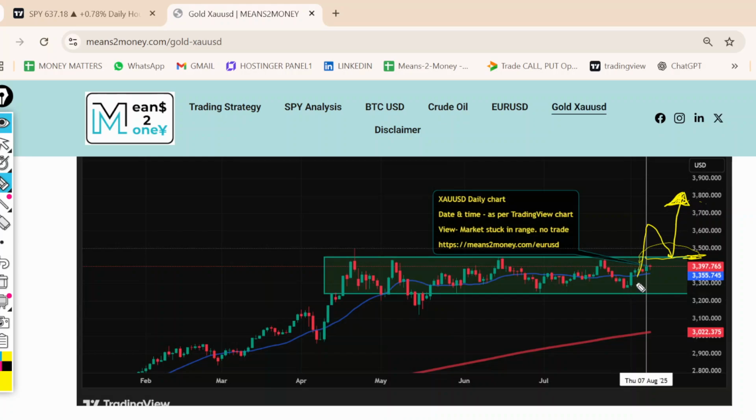Otherwise, if the market decides to come down, it will break the support line at this level, take re-support at this level, retest, and then it can go bearish from here. So we have to see, we cannot predict the market.